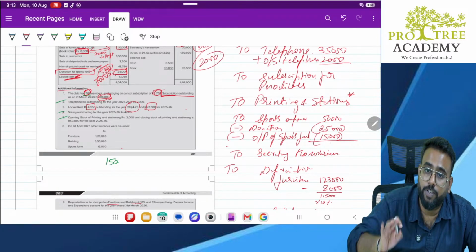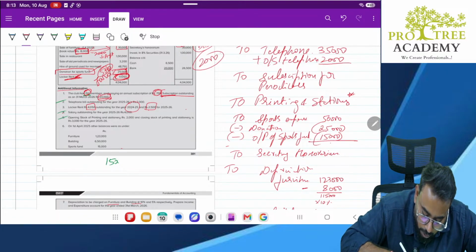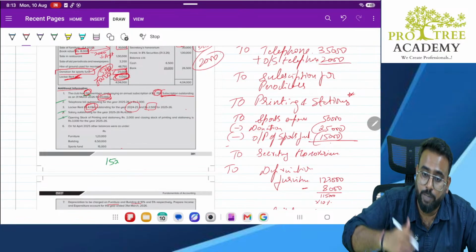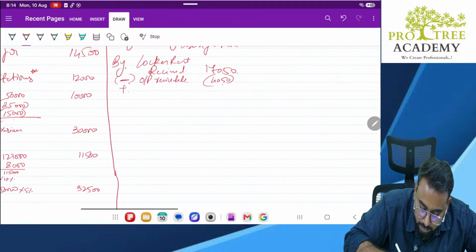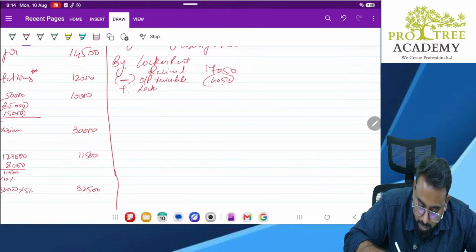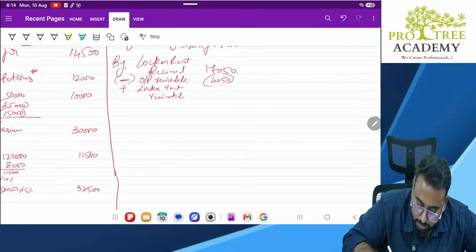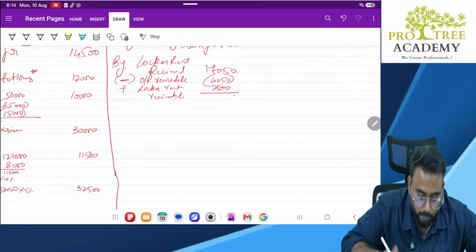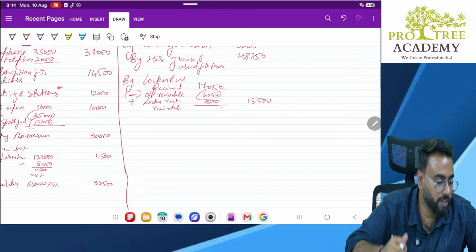This 17,050 includes only money which has been received. Out of this received amount, 4,050 belongs to last year. So we will take that out. The 2,500 which has to be received is not here. So we need to add that. Add locker rent receivable. How much? 2,500. Net 15,500. Okay. Next we'll come to furniture.